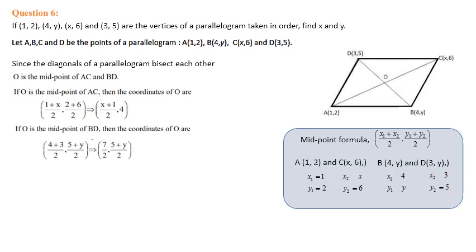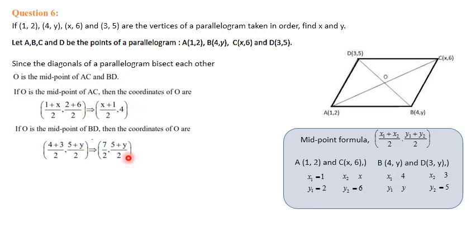Then substitute into the formula, that is (x1 plus x2) by 2. x1 is 4 plus 3, that is (4 plus 3) by 2. y1 is y here and y2 is 5. So (5 plus y) divided by 2. Finally 4 plus 3 is 7 divided by 2. 5 plus y is here divided by 2.